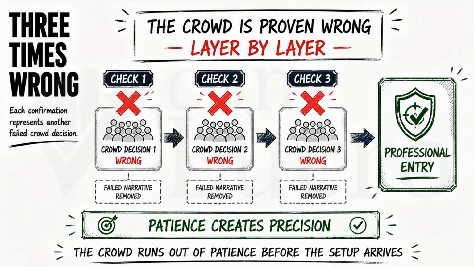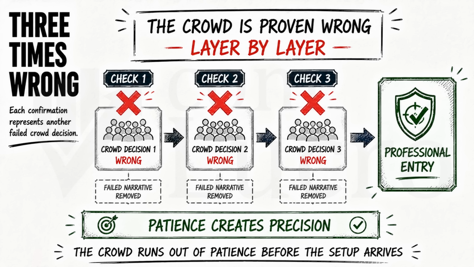But notice what each change of character in that sequence really is. Another wave of trapped traders, forced to fuel your direction. Layer by layer, you are entering where the crowd has already been proven wrong, 3 times in a row. The patience this model demands is the one thing that crowd cannot supply.